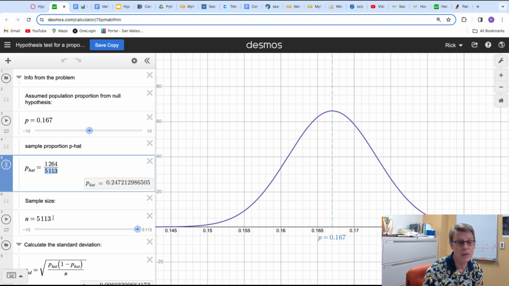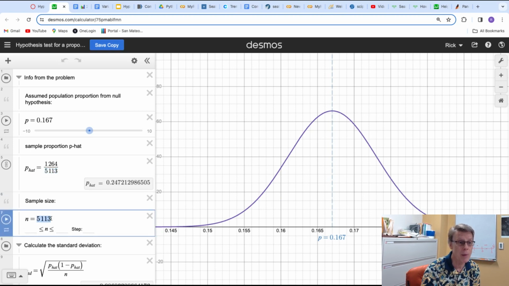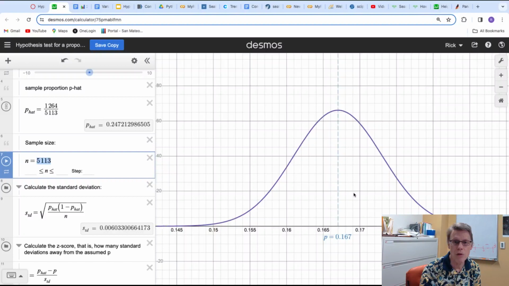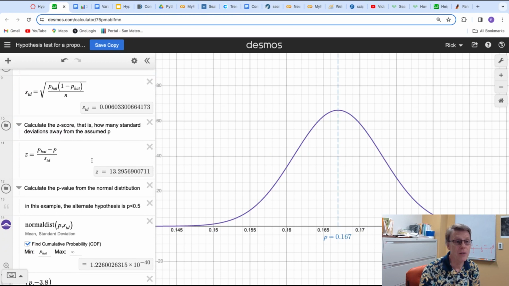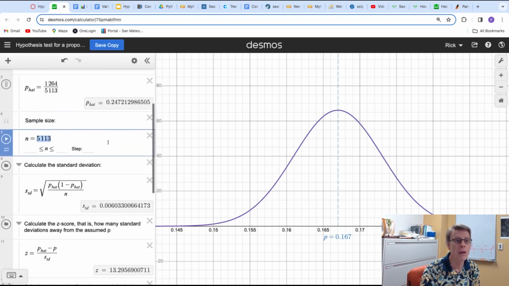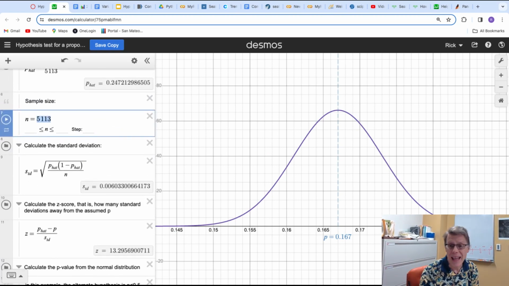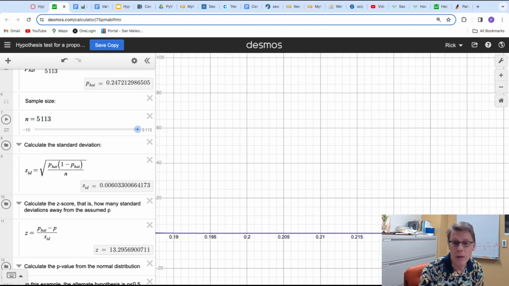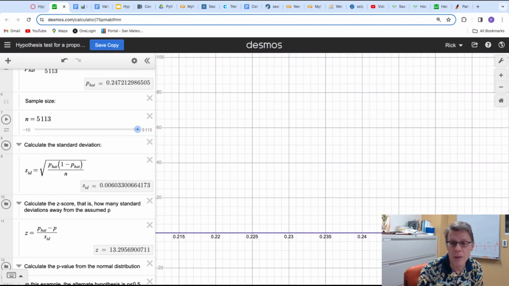The sample size, well, that's just how many observations there were, how many people in this sample, that's the 5113. And then this calculates how spread out this sampling distribution should be based on all of that information. And then it figures out a z-score. How many standard deviations above 16.7% is this 24.7%? And I can't even see 0.247 on this screen. It's way over here. 0.215, 0.22, 0.24. There it is. There's p-hat. Way over here. Super, super far in the right tail.